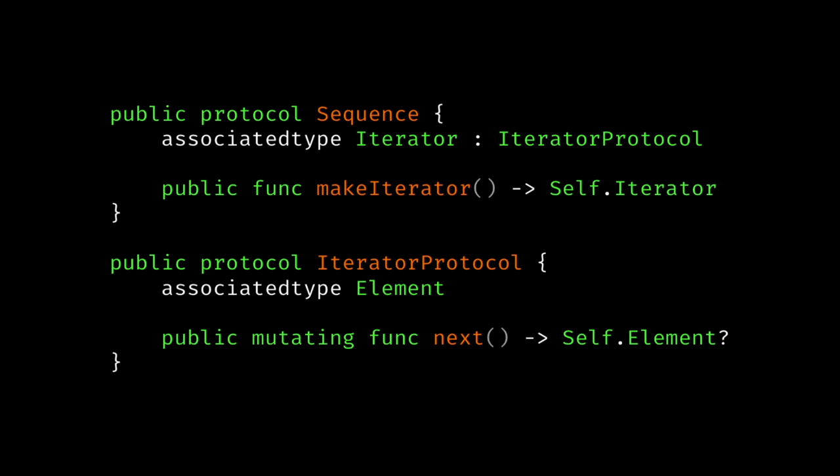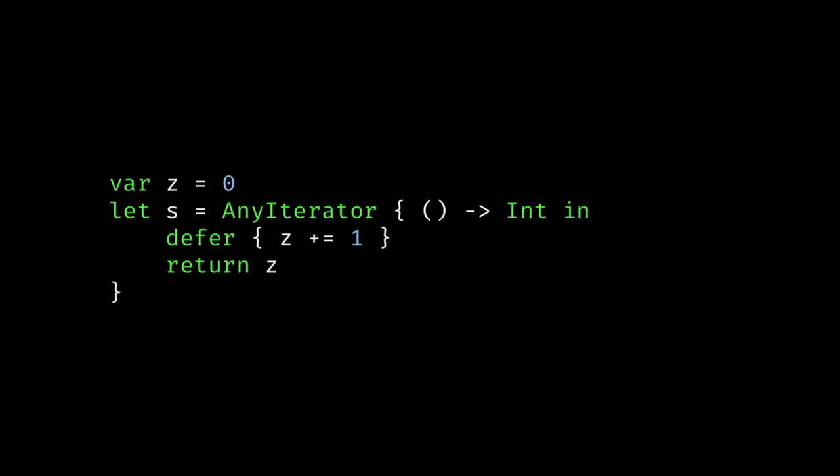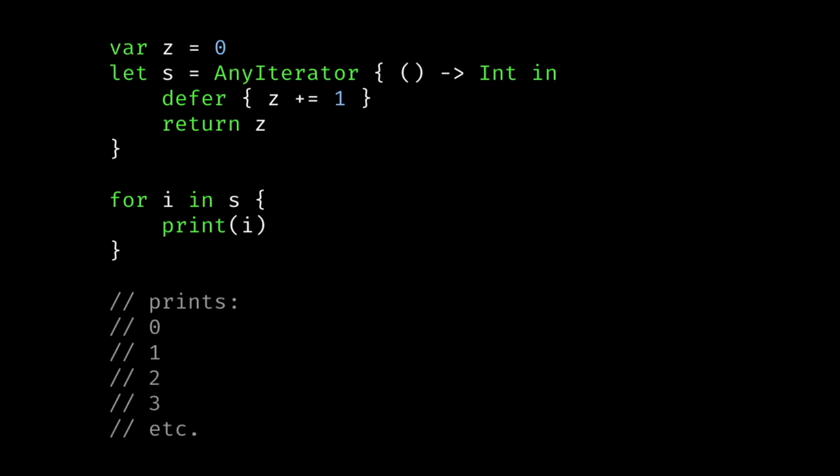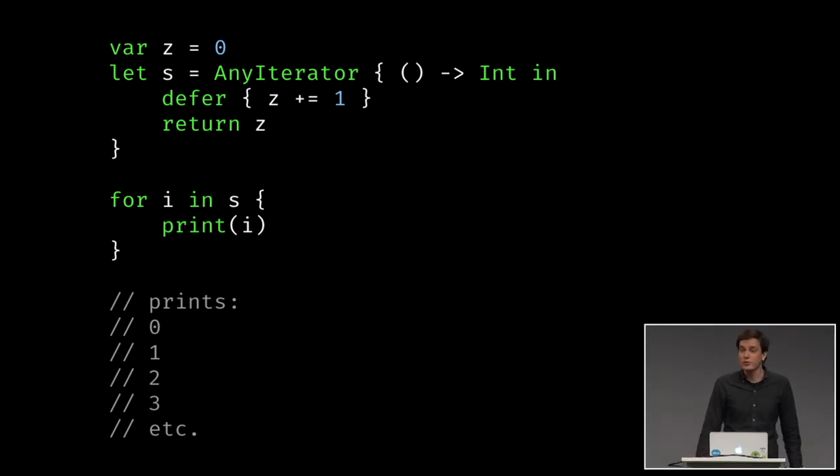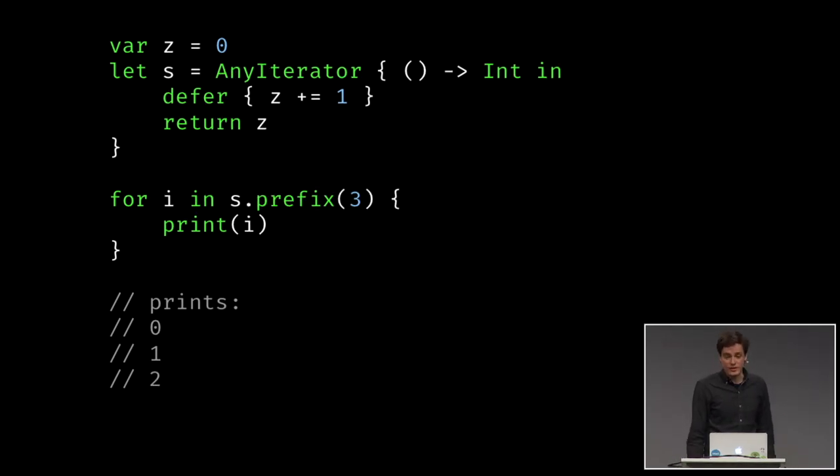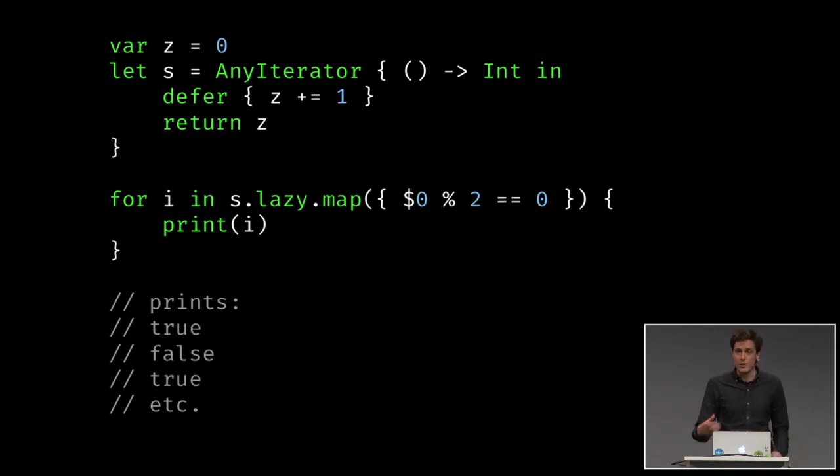And this is a pretty flexible API, actually. We could try to model an infinite sequence here. With any iterator, you pass it the closure that gets called whenever you call next. So we return 0 and then increment by 1, so 0, 1, etc. So you can actually for loop over it. Your program will never end, but you can actually work with an infinite list like this. But we could also prefix the infinite list and then actually have a program that stops after printing 0, 1, and 2. And we could even map over it. We have to make it lazy, though, otherwise map will first try to transform the infinite sequence, which will never finish. But you can map over an infinite sequence and print whether each value is odd or not.